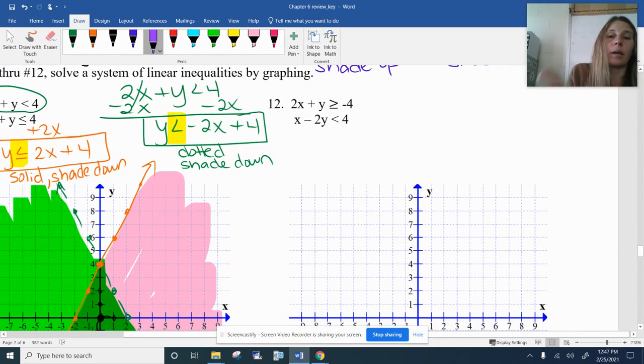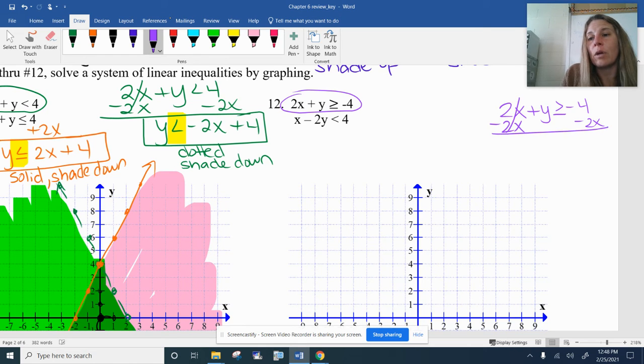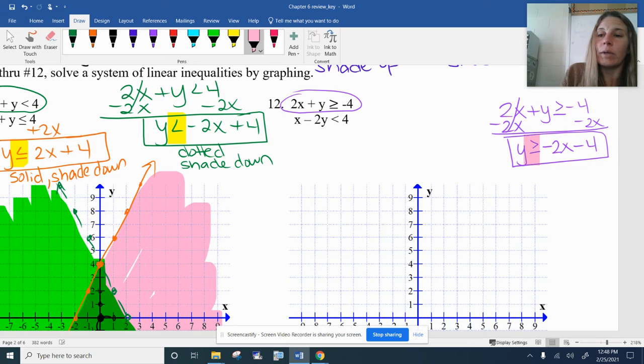Okay, so the next example, this first one here, I'm going to write it over here just so I have a little bit more room. 2x plus y is greater than or equal to -4. Move the x to the other side so we can get that y alone. y is greater than or equal to -2x minus 4. Looking at my symbol here, this tells me that I'm going to do a solid line, and y is greater, so I'm going to shade up.